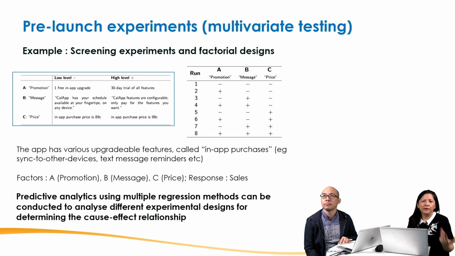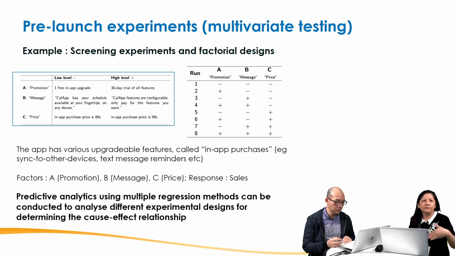However, if you have more than one factor, then this calls for another technique called multivariate testing. As the name implies, multivariate means we have more than one factor. Take, for example, if you're interested to test the effect of promotion, message, or price at different levels and how it will impact your sales uplift, you can actually use multivariate testing. This is an example where there is a low level and a high level for promotion, messaging, and pricing.